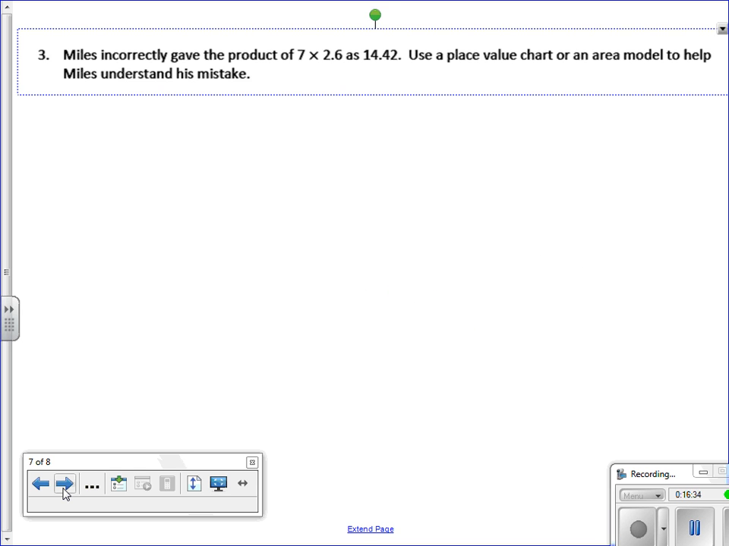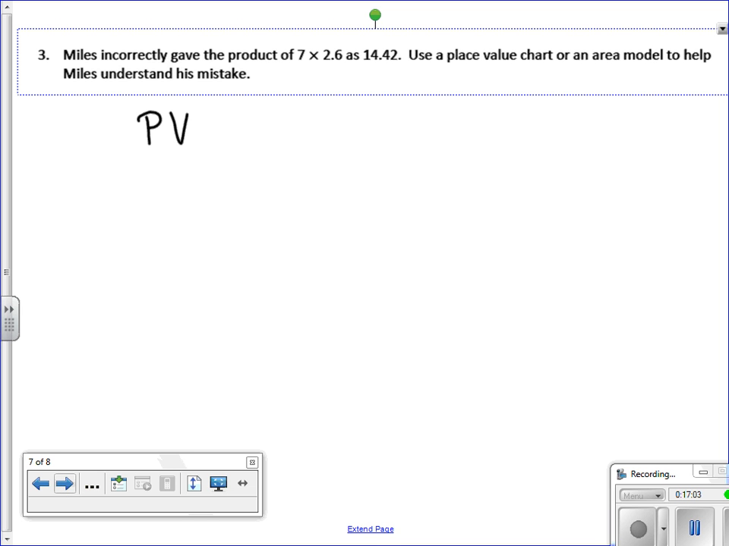Number 3 is a word problem. It says Miles incorrectly gave the product of 7 times 2 and 6 tenths as 14 and 42 hundredths. Use a place value chart or an area model to help Miles understand his mistake. Okay, place value chart is doing the chips. Area model is doing the boxes. So I'm going to show you both.